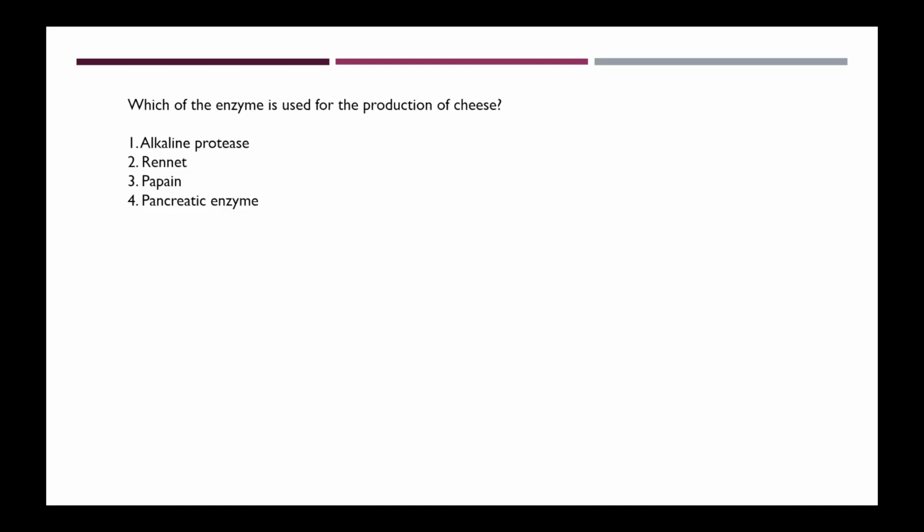We'll see the first question: which enzyme is used for the production of cheese? Out of these four options, can you answer which is used for the production of cheese? Please try to answer if you remember anything from the videos. Ma'am, I think alkaline protease. No, it is not alkaline protease. Ma'am, what is the answer? It is rennet.